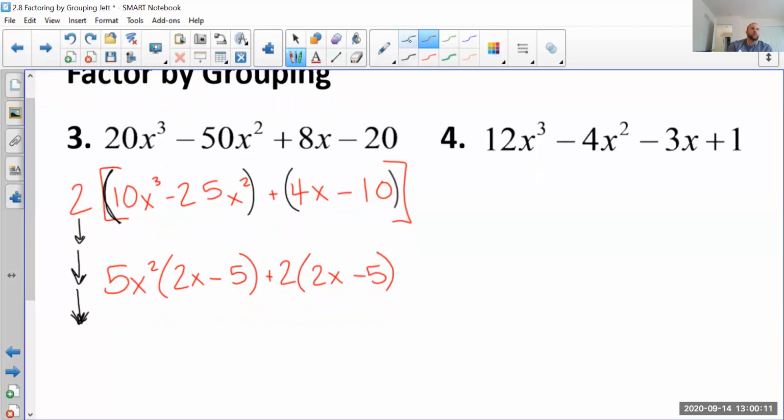Okay, so both of these have this 2x minus 5 in them. So I'm going to pull that out front, which leaves me with 5x squared plus 2. And this is what I'm saying. Make sure you bring that 2 down.